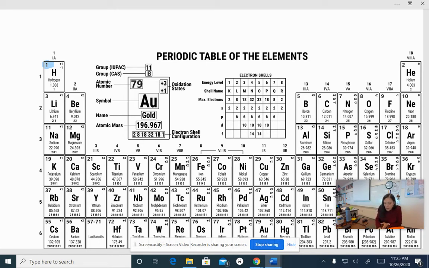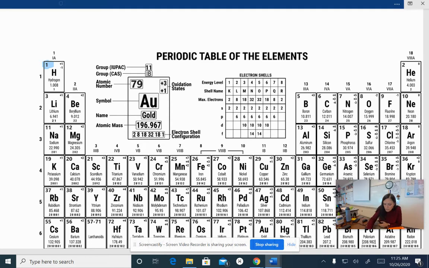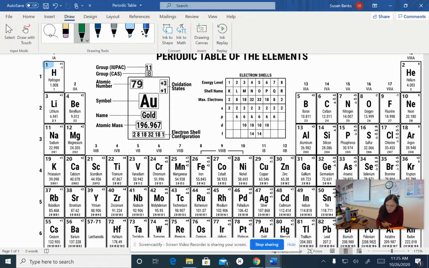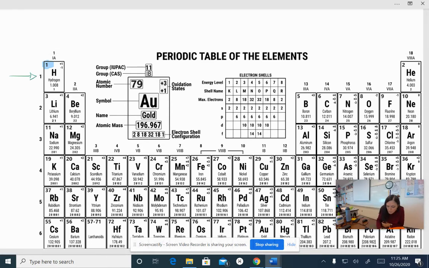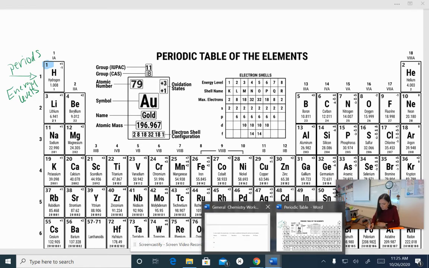And we're in the first row of the periodic table. So if you remember, rows on the periodic table are called periods. And that corresponds to energy levels. So if I'm in the very first row, like I am with hydrogen, I only have one energy level in that atom. So one. So we're going to draw one energy level here, and I'll show you what I mean.